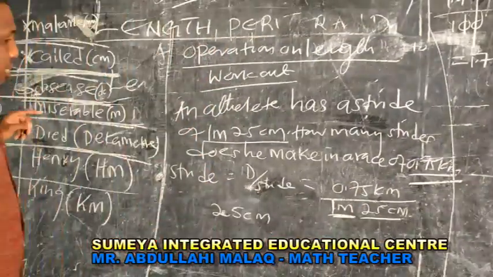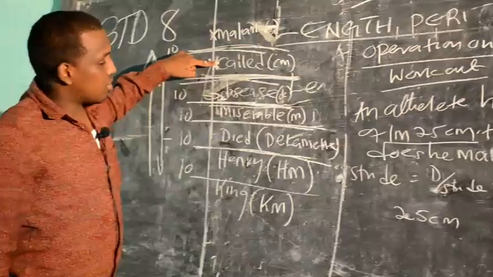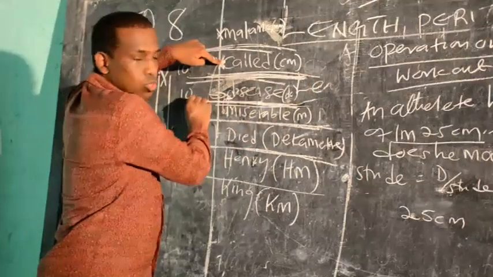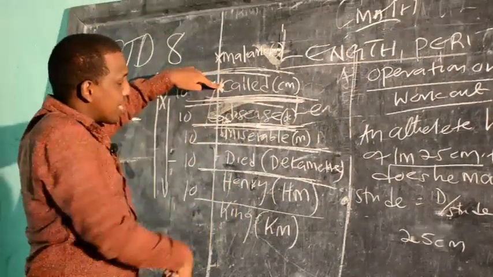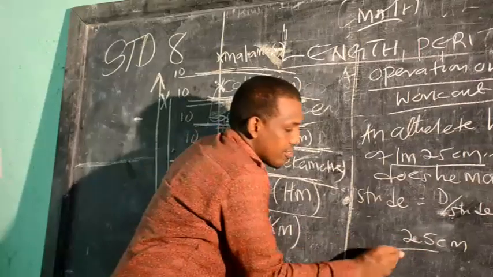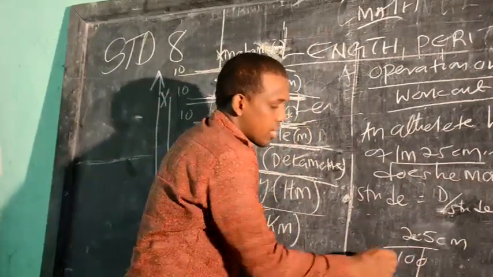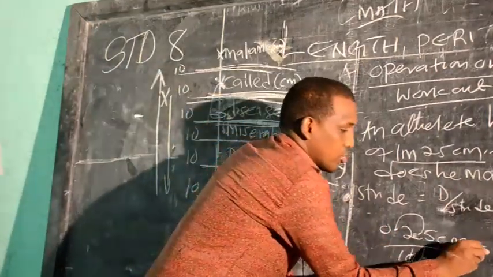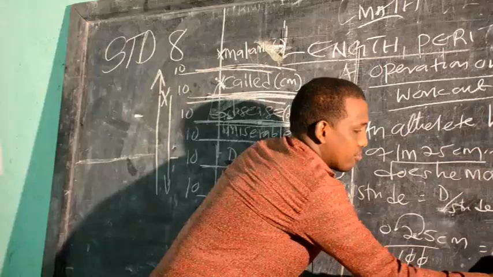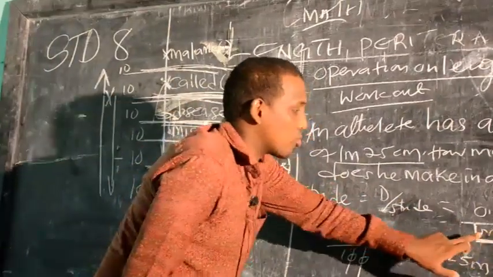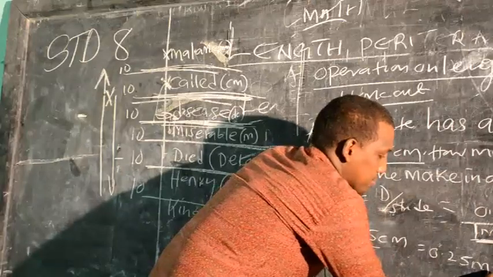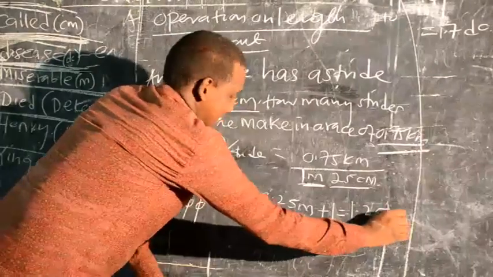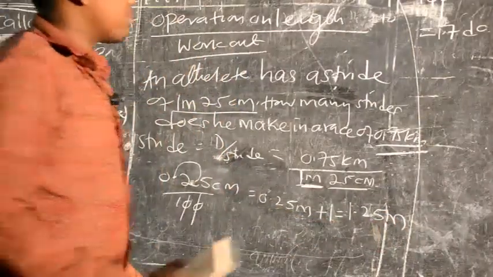So let us change now. Centimeter is here. We want to change it to meters now. 1, 2. We move down. When we are coming down, we divide, 2 steps. Now we divide 100. Cancel. The point is there. Cancel. The point will move to this side. Then we introduce 0. So it will be 0.25 meters. I'll add plus 1 now because it's in meters, which is equal to 1.25 meters.